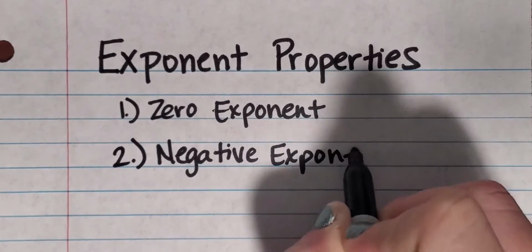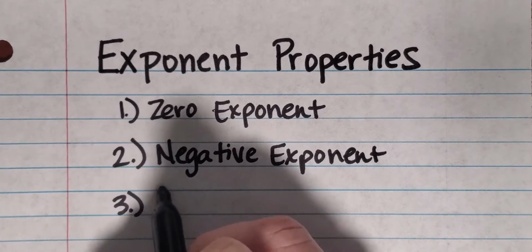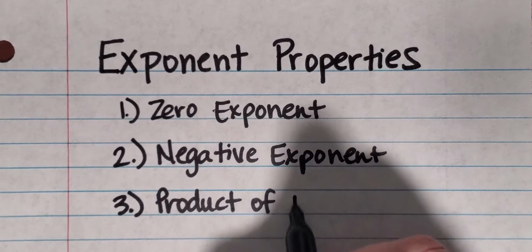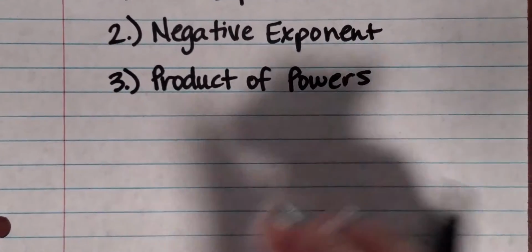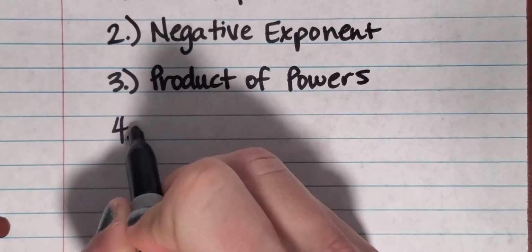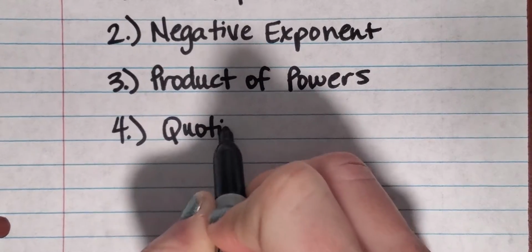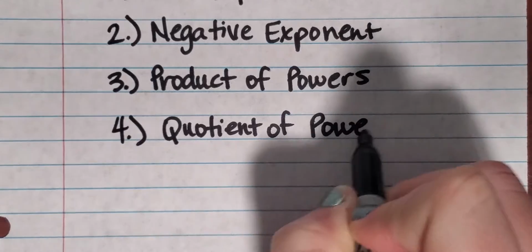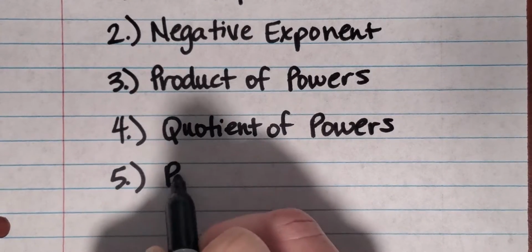The third is a product of powers. And then the fourth one is quotient of powers. And the last one is when you have a power to a power.